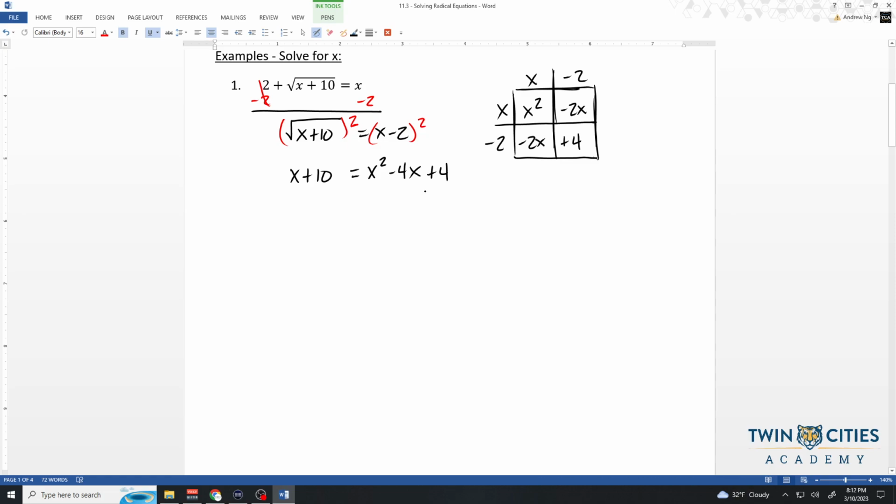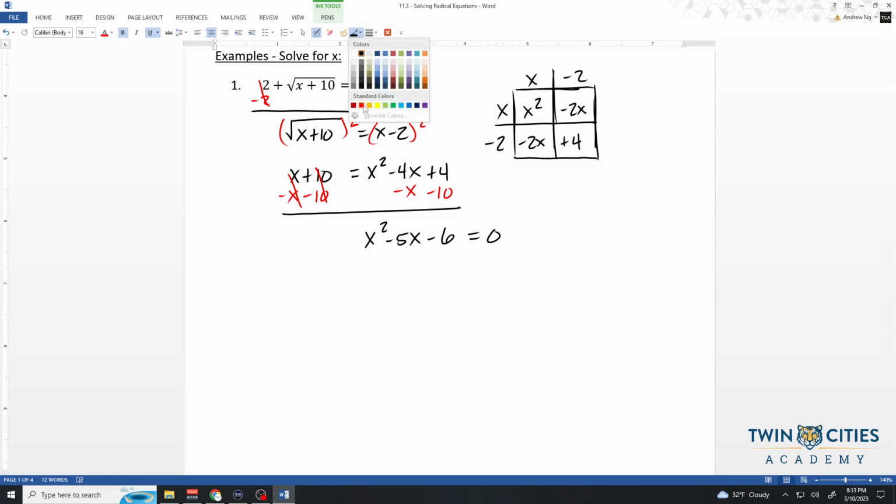All right, now let's bring everything to one side and get this equal to 0. So I'm going to do that all in one step. Let's subtract x from both sides, and let's subtract 10 from both sides. X squared minus 5x minus 6 is equal to 0. Okay, now we're ready to factor.